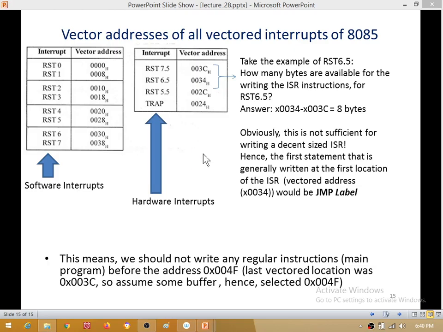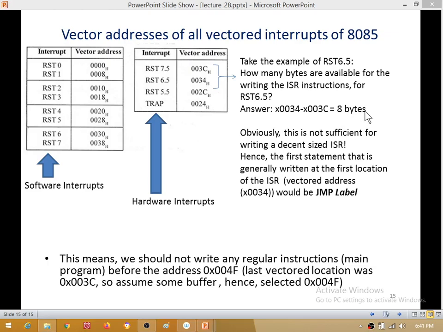Now there is something important to be noticed. For example, the address location of the interrupt subroutine for RST 6.5 is 0034 in hex. Similarly, the interrupt subroutine address for RST 7.5 is 003C. So how many bytes, or words, or instructions can you write between these two address locations inside your instruction memory? If I subtract 3C minus 34 in hex, you get only 8 bytes or 8 words.